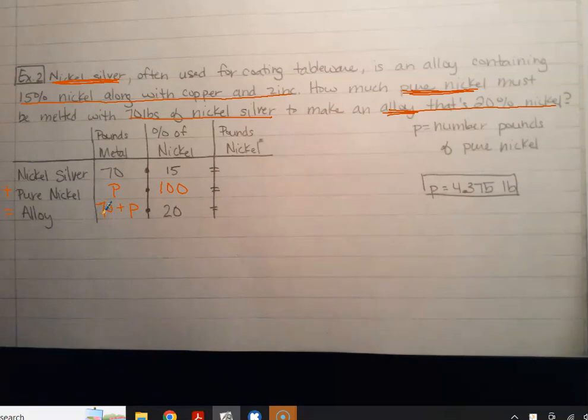Well, now that we have that, we can fill in the pounds of nickel, because the pounds of metal times the percent of nickel is going to give us the pounds of nickel. Remember, all of these are manipulating that percent equation. We have the percent of the whole is going to equal the part. All right, so 70 times 15 would go here. And again, this is percent, so let me change these. This should be 0.15, 1.0, and 0.2. Sorry about that. I don't know why I didn't put the decimal in there for you.